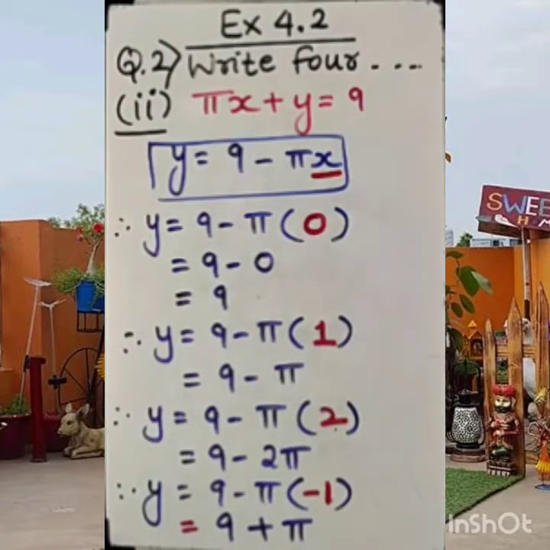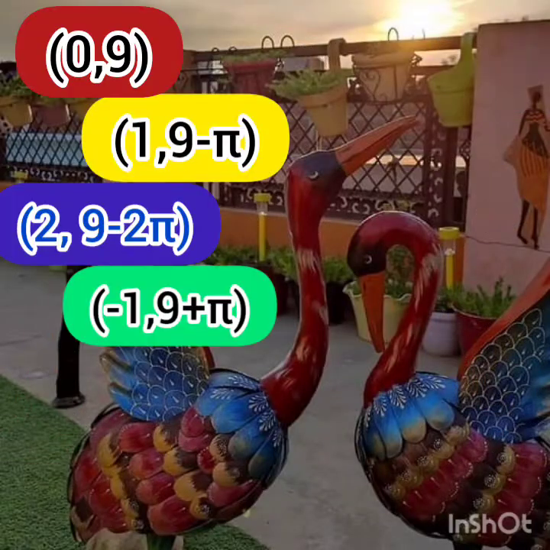Now let's note down which values we have chosen. Therefore, four solutions of the given equation are (0, 9), (1, 9 minus pi), (2, 9 minus 2 pi), and (minus 1, 9 plus pi).